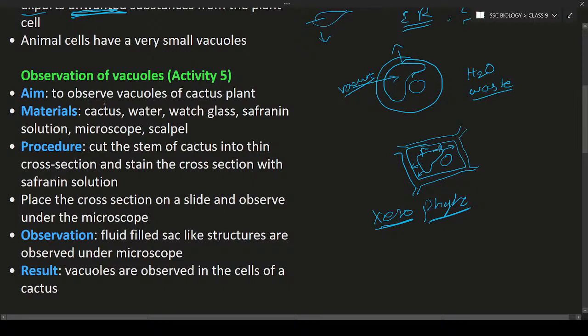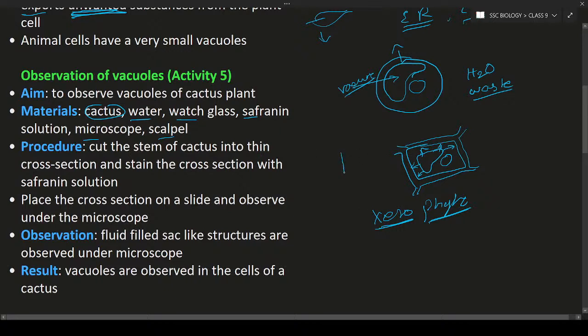So for that we need a cactus plant. We need water, a watch glass, saffron solution, a microscope, and a scalpel. These are the things that we need for this experiment. Next, take the cactus plant. Take a small stem and cut the stem into thin cross sections.